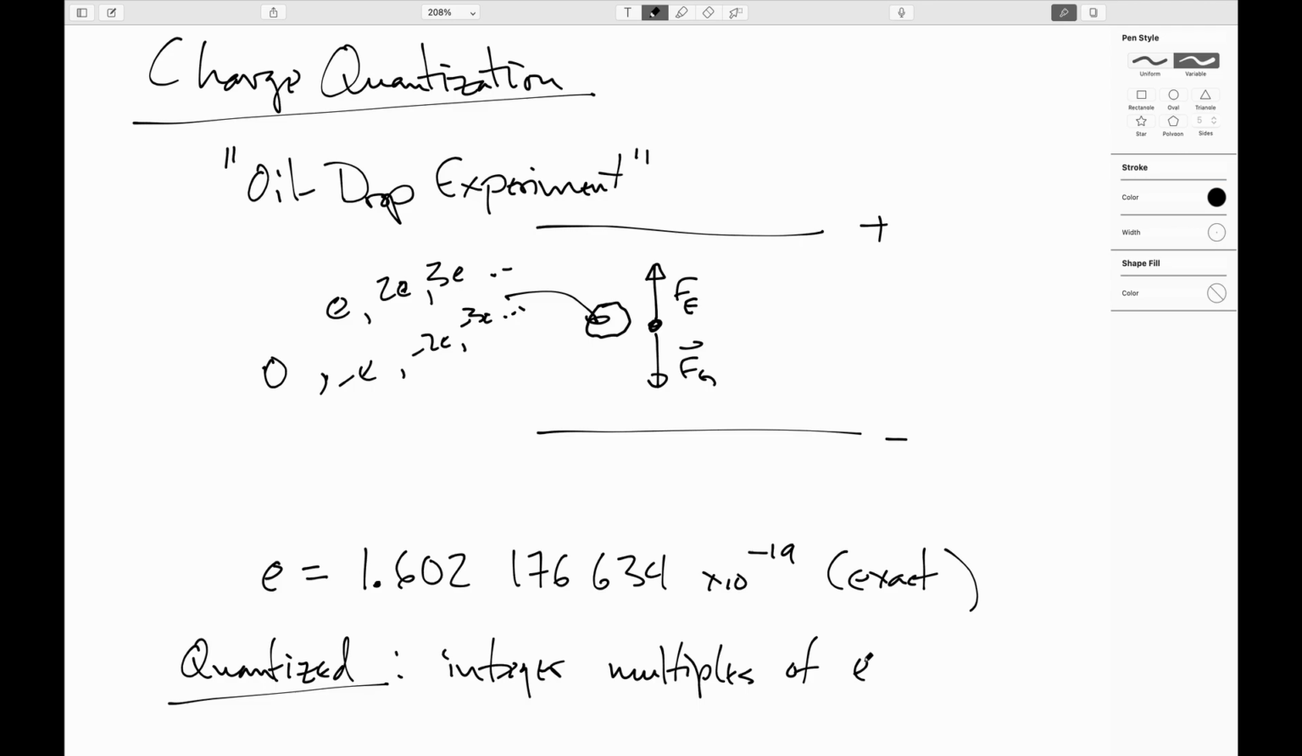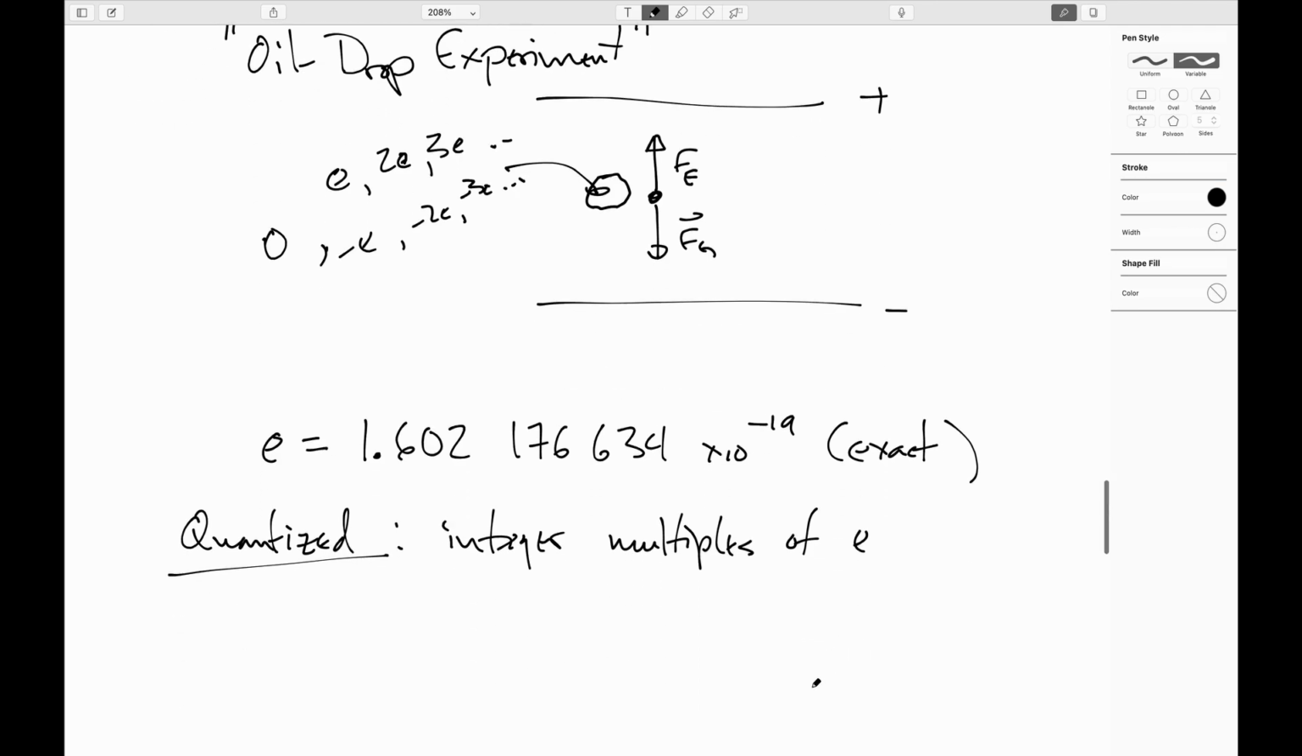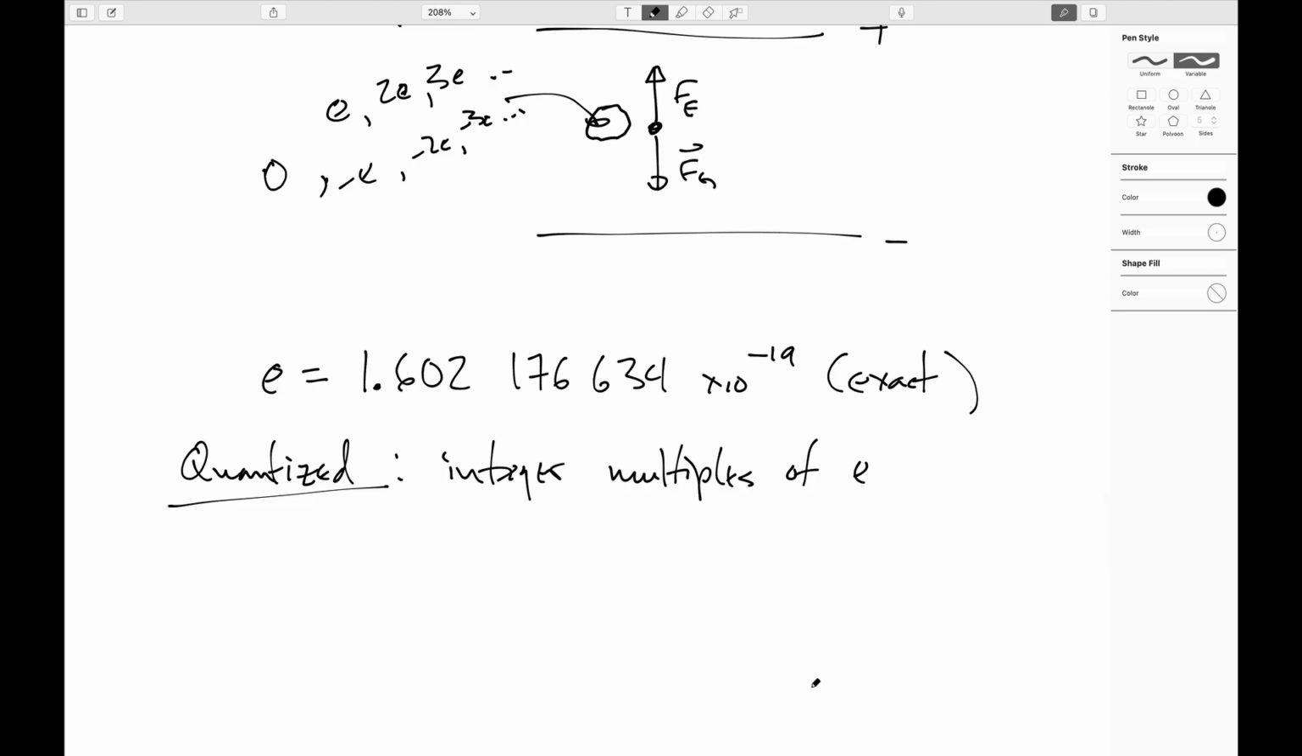Much later, we had to walk that statement back a little bit. It turns out that quarks, which are the objects that make up things like protons and neutrons, actually have charges of plus or minus 1/3 e or plus or minus 2/3 e. However, they always are bound together in ways that give you integers, so it was understandable.